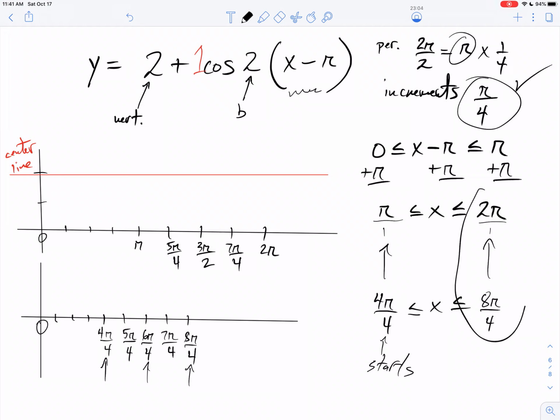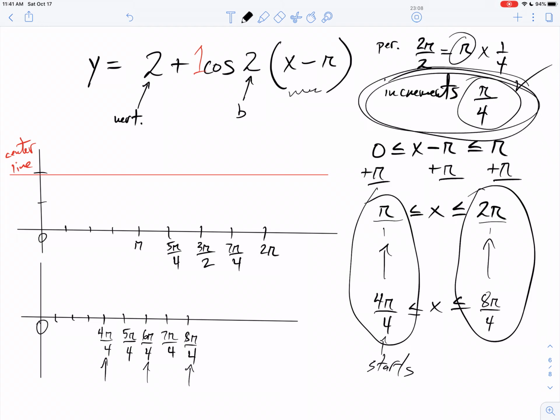Remember, I am just getting common denominators. That's all I'm doing so that I can just count. Remember, the whole trick is make it so you can count it off. But I'm graphing a cosine.